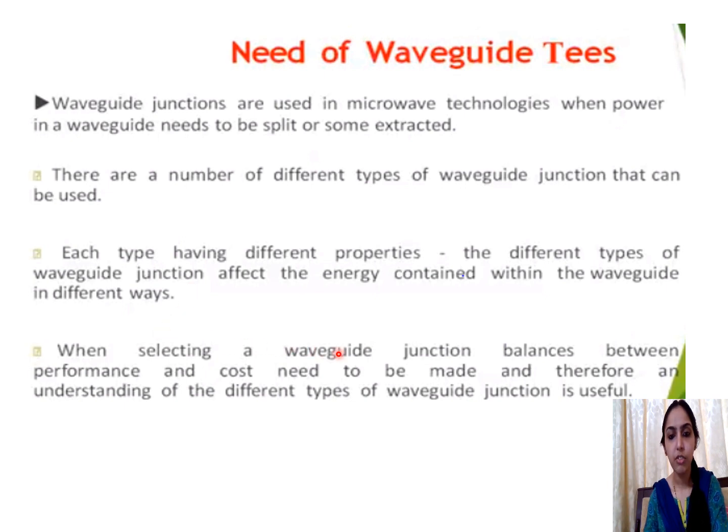When selecting a waveguide junction, a balance between performance and cost needs to be made, and therefore an understanding of different types of waveguide junction is useful. Only if we know the different types of waveguide Ts which are available, its structure and its properties, then only can we come to a conclusion as to which waveguide T will be useful for one particular application. So this is what the need for waveguide Ts is.